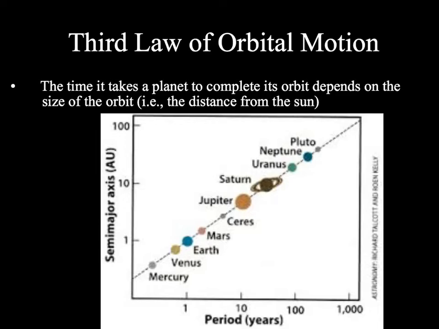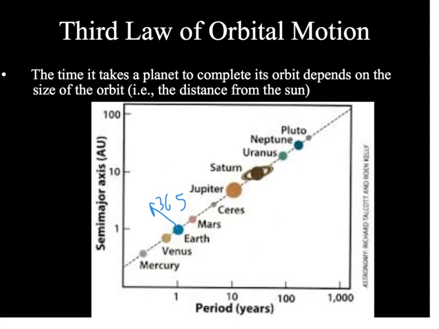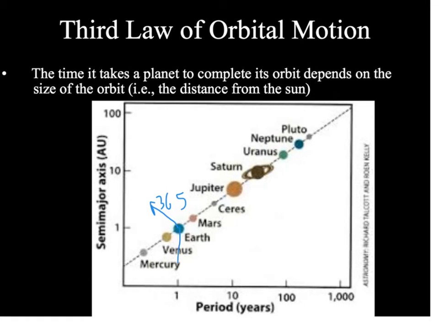The time it takes a planet to complete its orbit depends on the size of the orbit. And this is true of not just planets, but anything orbiting anything. So we know that Earth takes a year, what we say is 365 days, right? So you can see that's where we are in years. So that's where a year came from, right? A year is how long it takes Earth to orbit the sun. Pluto takes closer to almost 800 years to take one full elliptical pathway around the sun.